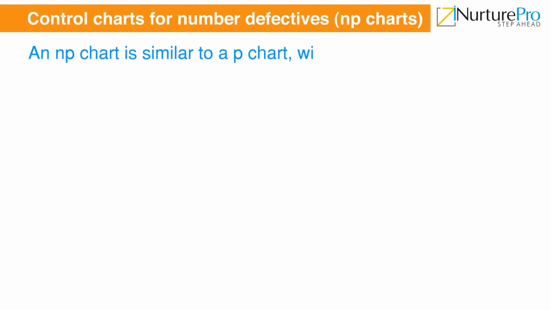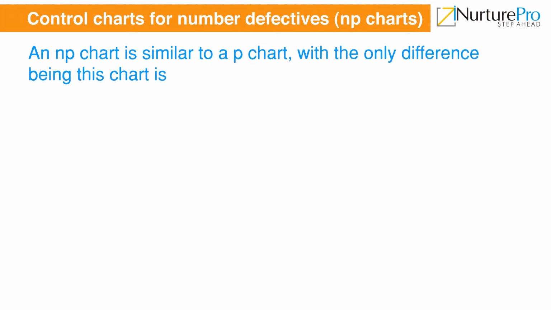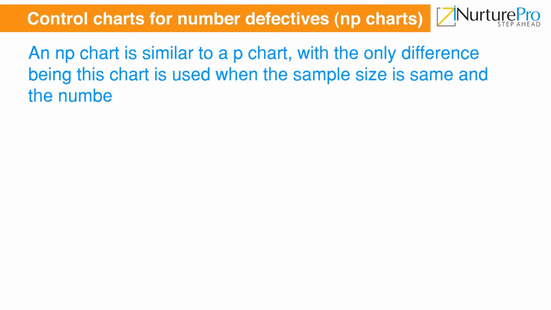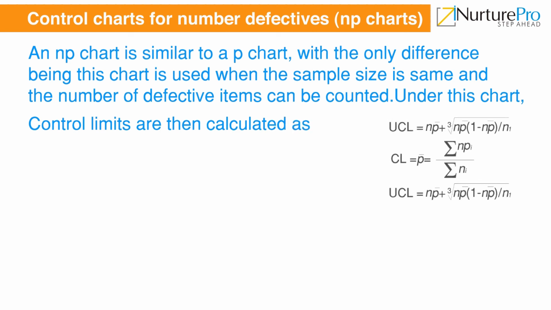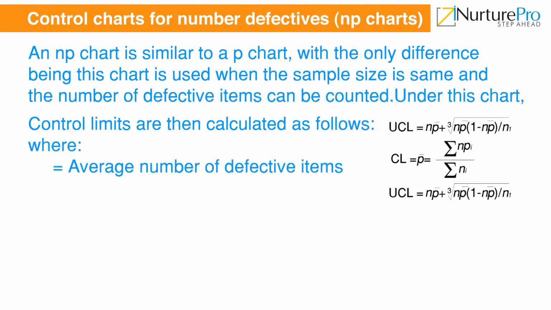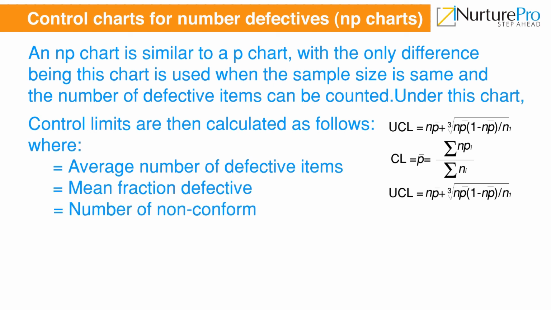An np chart is similar to a p chart, with the only difference being that this chart is used when the sample size is the same and the number of defective items can be counted. Under this chart, control limits are then calculated as follows, where np bar is equal to the average number of defective items, p bar is equal to the mean fraction defective, pi is equal to the number of non-conforming items, and n is equal to the size of the sample.